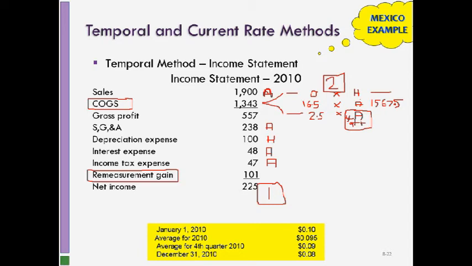And so 2.5K times the fourth quarter average, which is how much? It is 0.09. So that gives us what? You know what it gives you. It gives you 225. So what's the difference for cost of goods sold? It comes out to be 1,342.50. Well, 250, we rounded up, and so we've got 1343.